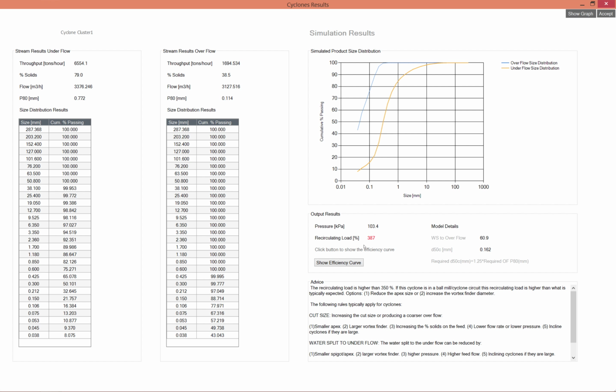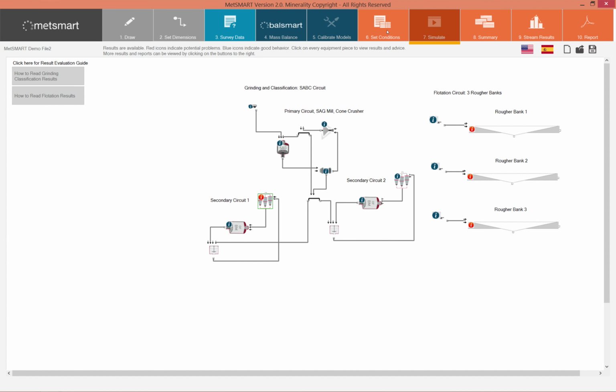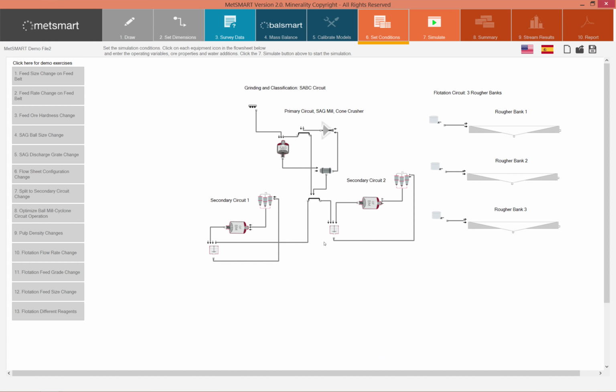Typically, if you have such a high recirculating load, it is possible that the flow through the ball mill will be too high, in which case some of the balls in the ball mill will be ejected. So in the advice, we recommend that you reduce the apex size or increase the vortex finder size. It is much easier to reduce the apex size, so we will try that in the next simulation.